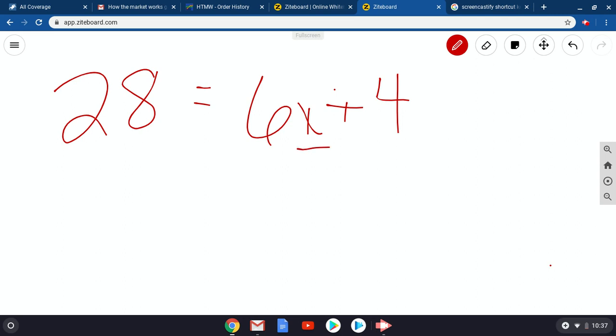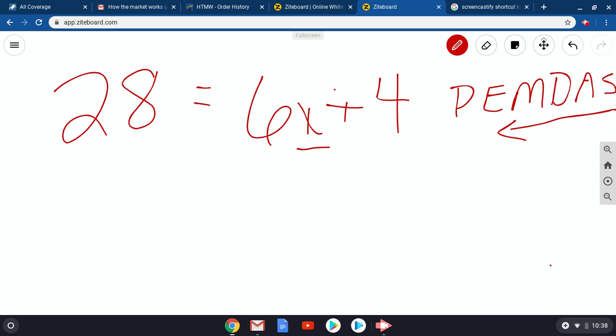I still need to get this x, this variable, all by itself. And in order to do that, I've got to get rid of two numbers, this 4 and this 6. So I need to know which one to get rid of first, why I'm going to get rid of that number first, and how to do that. So the first thing I want to do is write down PEMDAS over here just to remind me my order of operations and that I'm working them backwards.